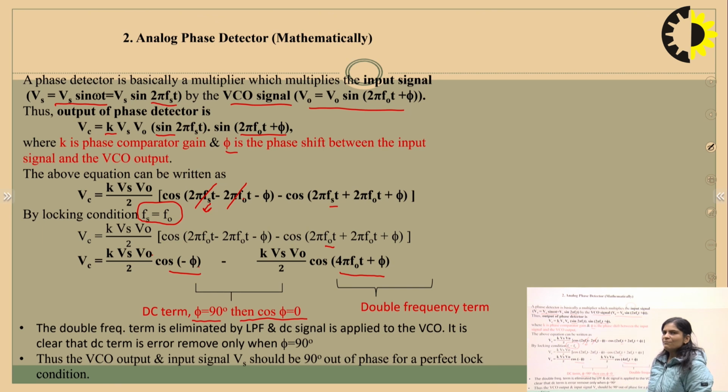So we can prove it mathematically also, that when we have to match the output frequency with the input frequency, then the error should be 0. Now here the double frequency term is eliminated by this low pass filter and a DC signal is applied to the VCO. It is clear that the DC term is the error, and the error is removed only when phi is equal to 90 degrees. Thus the VCO output and the input signal Vs should be 90 degrees out of phase for a perfect lock condition.